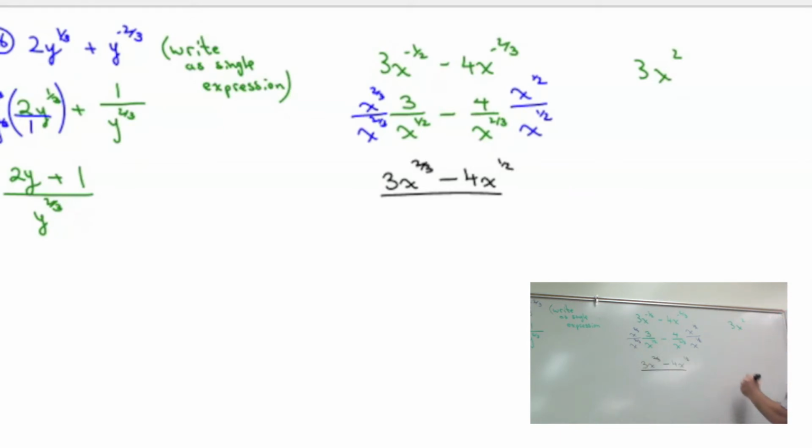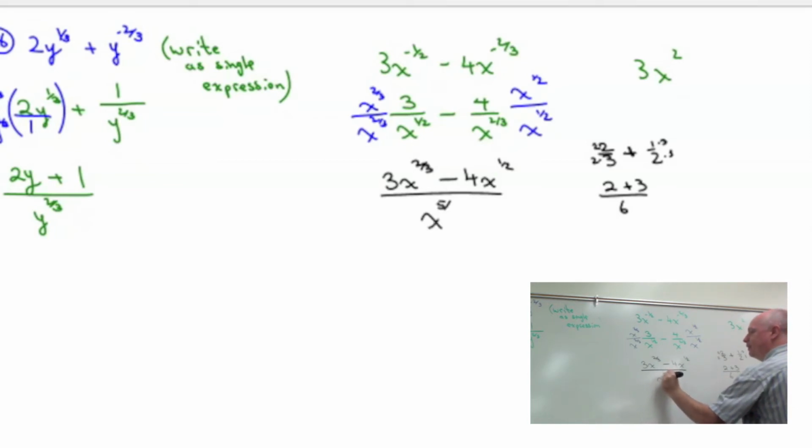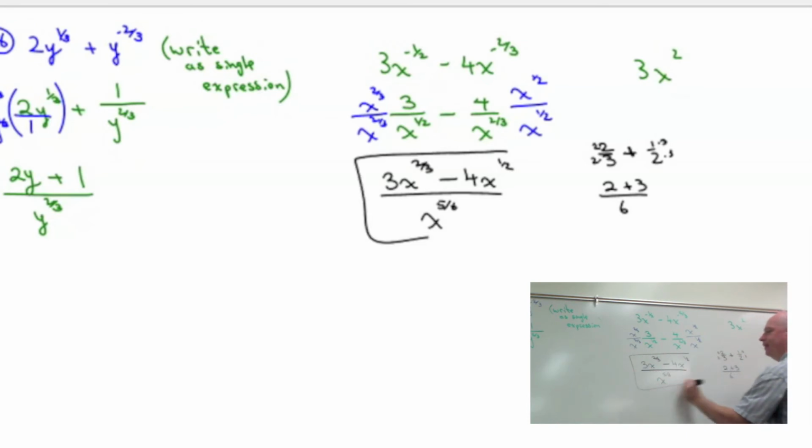Find the LCD. Add them together. So 2/3 plus 1/2. What's the common denominator? 6. So you get 2 times 2, 3 times 3, and you get 4 plus 3 over 6, better known as 7/6. So this would be x to the 7/6. And that would be a good answer. Not a pretty answer, definitely not pretty, but it is the answer.